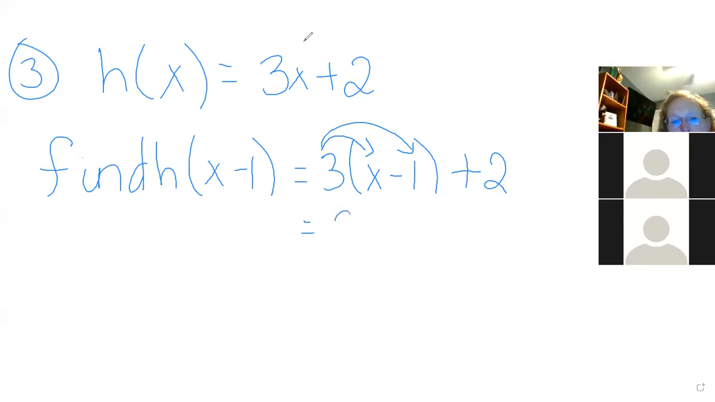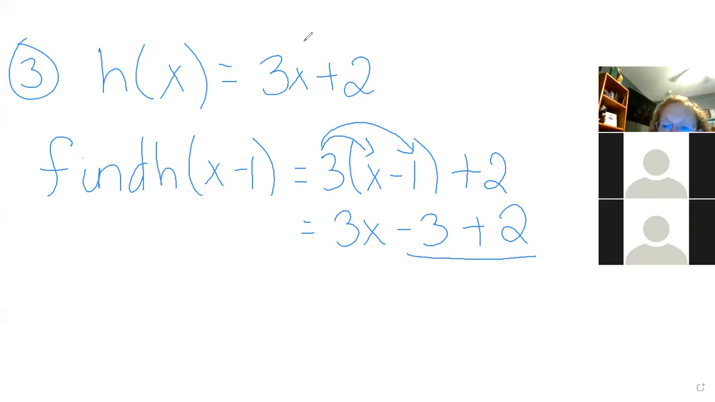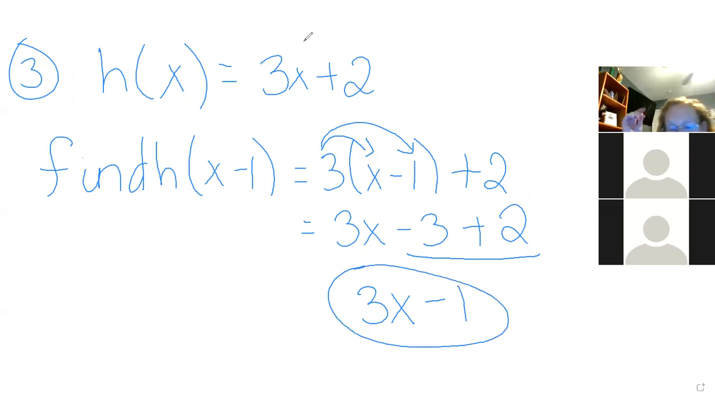So in this case, we get 3x minus, and then the 3 times 1 would be 3, and then we still have our plus 2. But now you've sort of created a problem for yourself. If you look at these two right here, those are what we call like terms. One's a -3, one's a +2, and you can't leave an answer unless you've combined all your like terms. So this actually ends up being 3x, and then -3 plus 2 is -1.